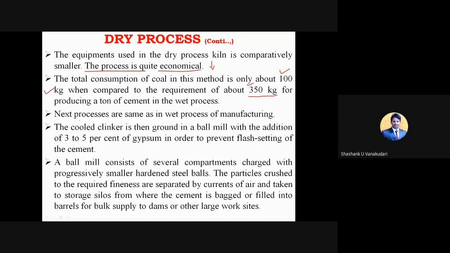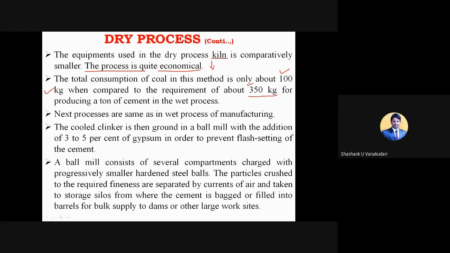Okay, so the next processes are the same as in the wet process of manufacturing. Here also, in the rotary kiln, they are going to store the raw materials, I mean whatever raw meal they have given. They blend it thoroughly with a certain amount of heat. In the dry process, the working application of this rotary kiln is very less compared to the wet process.